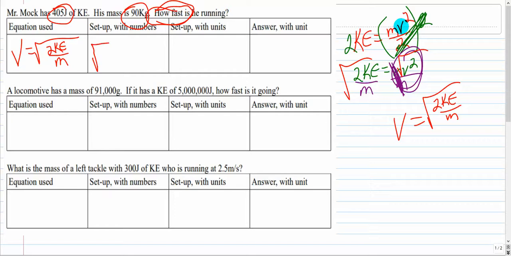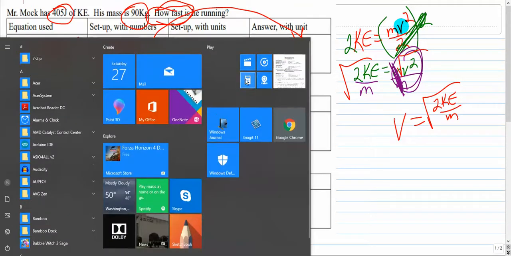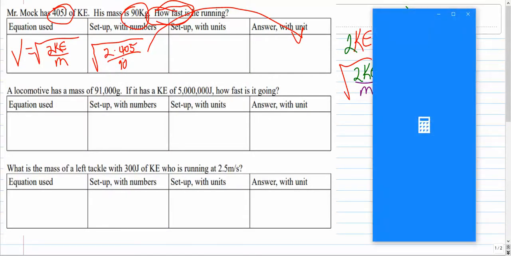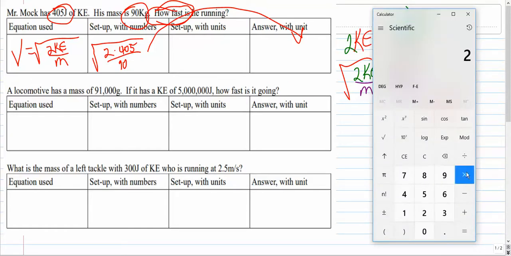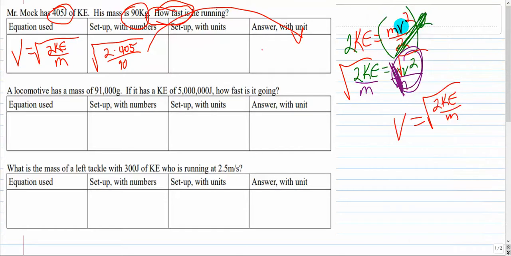Set up with numbers, so the square root of 2 times 405 over m, and the mass was 90. So if I do this, what do I get? Let me get my calculator going here. So I'm going to do all this stuff inside the square root thing. So 2 times 405. You like the way I said that? Square root thing. Divided by 90. And then I'm going to take the square root, and I get 3. So my velocity is 3.